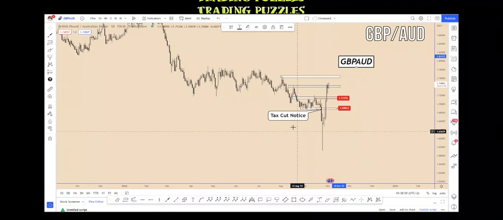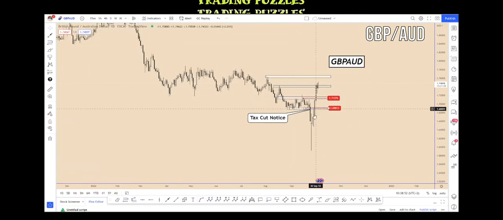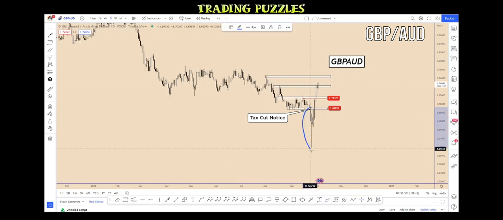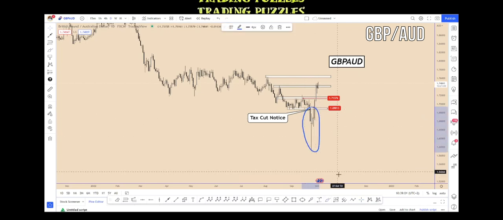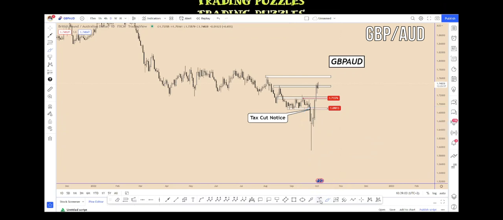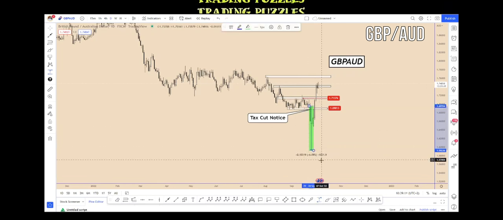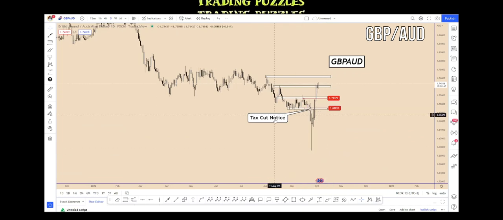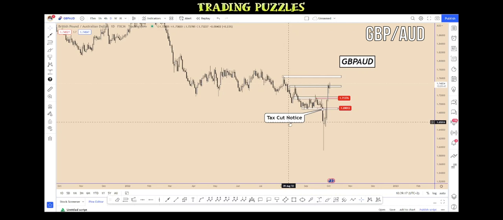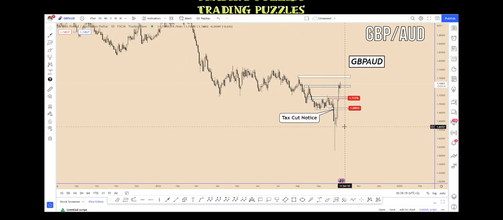The British pound, as we have seen, when price broke down from 1.69, we saw a very big crash. This was huge overall. This is not a normal market condition, as we can see during this month. All of this movement was approximately 1000 pips, so it was huge. And the speculation came with the tax cut notice that was released by the UK.